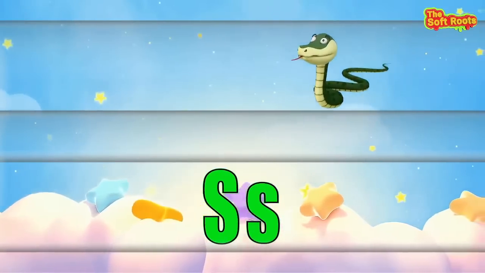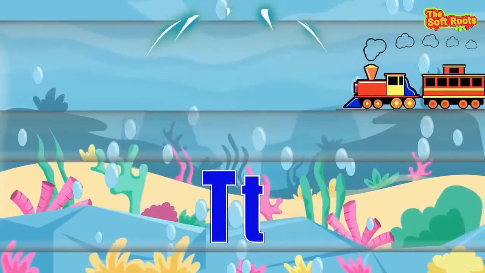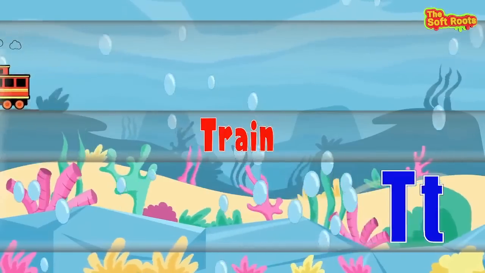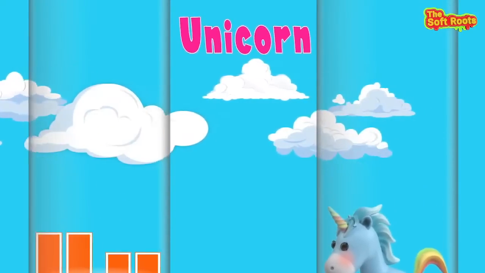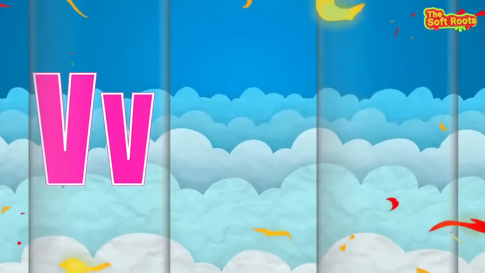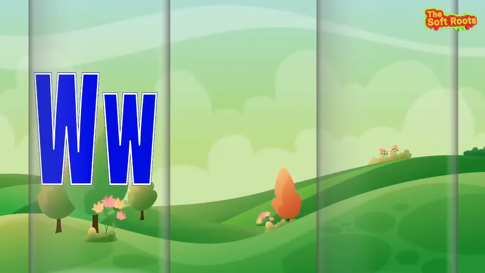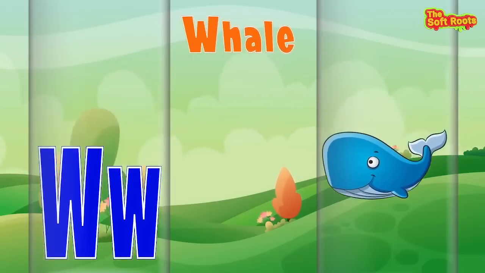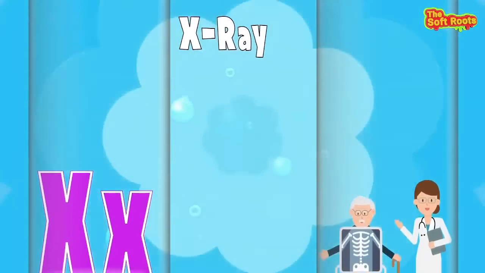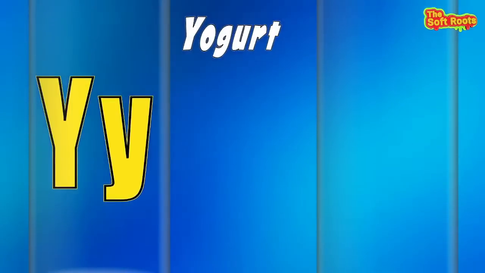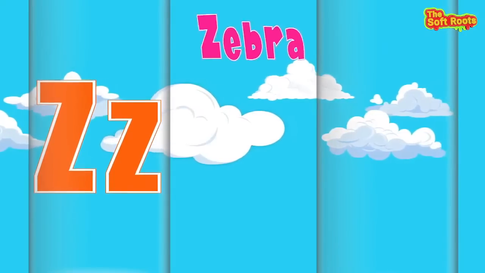S is for snake. T is for train. U is for unicorn. V is for vacuum. W is for whale. X is for x-ray. Y is for yogurt. Z is for zebra.